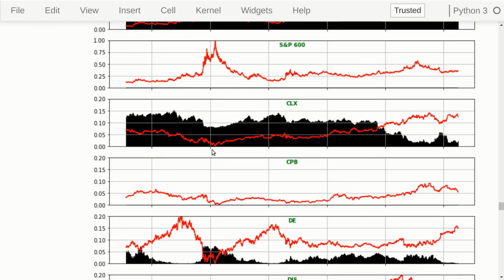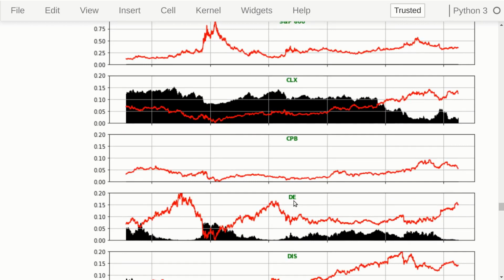For example, the CLX stock here, we see that the price to sales ratio was very low during this period, so it allocates maybe something like 8% of the portfolio to that stock. And here we have the DE stock, which had a very low price to sales ratio around year 2009 as well. So it allocates maybe something like 7% of the portfolio to this stock. Then when the signal increases again, the weight becomes low again. And this is exactly what we want to see.